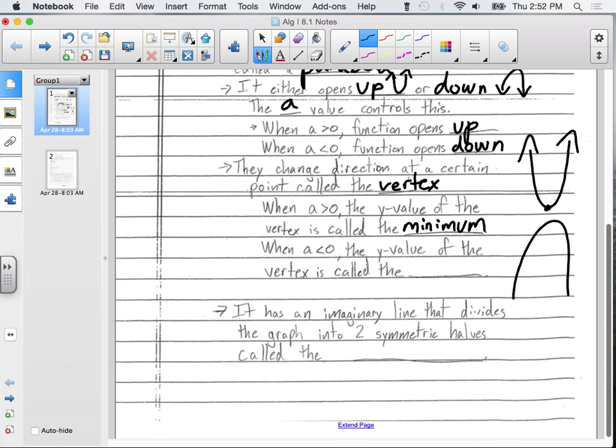Then, this one, when A is less than 0, that's what that one would look like. We have our vertex right up there. What do you think the y value of the vertex is called in this one? Maximum, right?